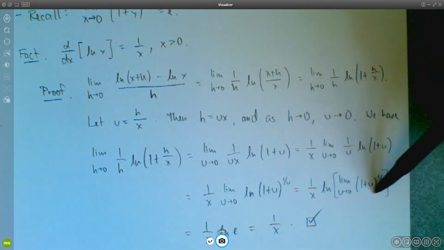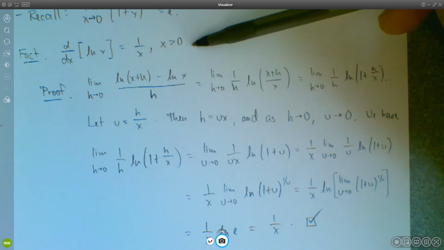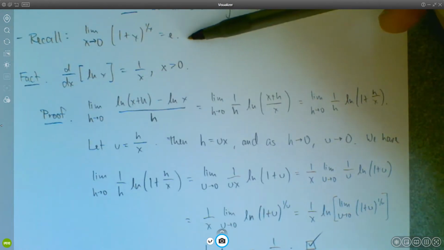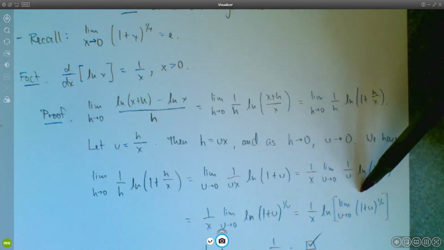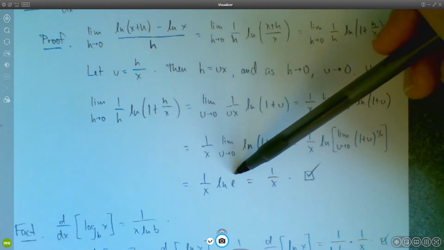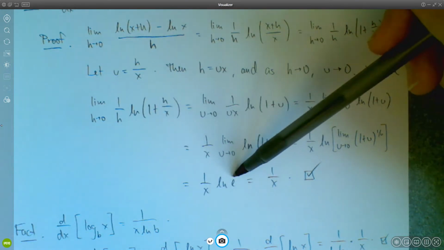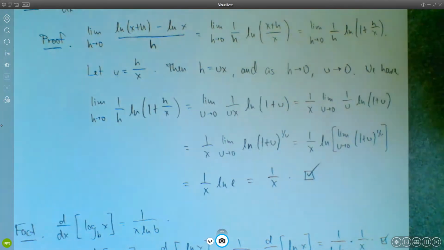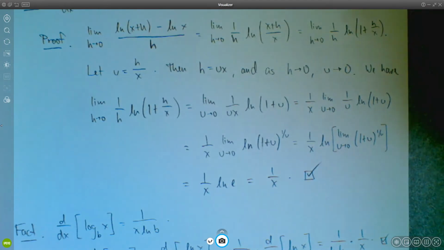Now this limit is familiar, right? This is this thing up here, right? So it's just equal to the number e. Okay, so this is going to be 1 over x times the natural log of e. Well, natural log of e is just 1, okay? So that's 1 over x, and there you go.